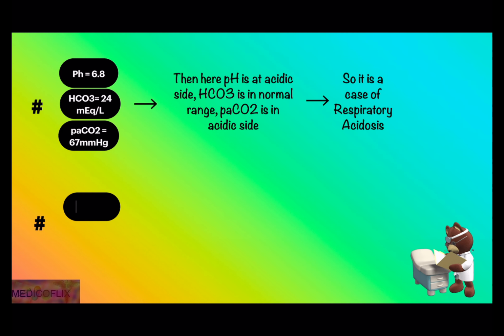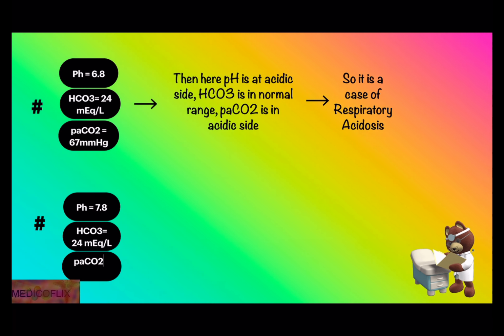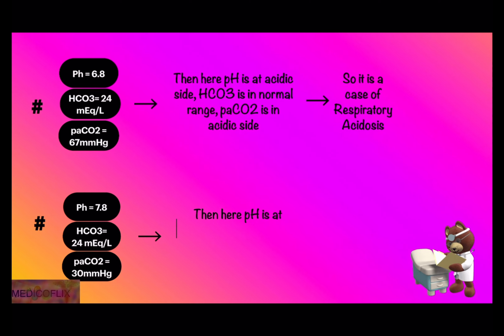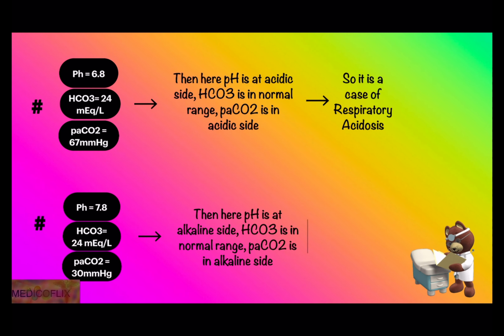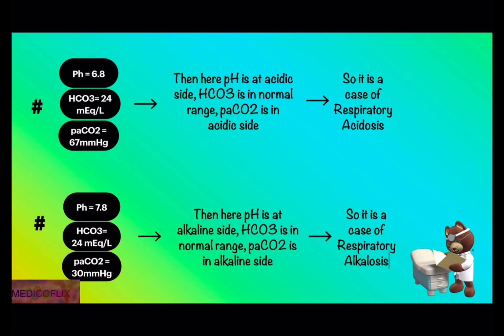Let's see another example where pH is 7.8, bicarbonate is 24 MEq per liter, PaCO2 is 30 mmHg. Then here pH is at alkaline side. Bicarbonate is in normal range. PaCO2 is on the alkaline side. So it is a case of respiratory alkalosis.